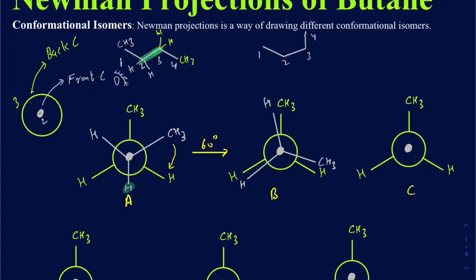So just keep doing it, and after doing that, you want to draw your next conformation by rotating this by another 60 degrees. So keep in mind, we're still rotating the front carbon, and that's always going to be the case. So what happens now? Your CH3 is going to be down here. Okay, and then your hydrogen is going to be down here, and another hydrogen is going to be down here. So that's going to be your next conformation.